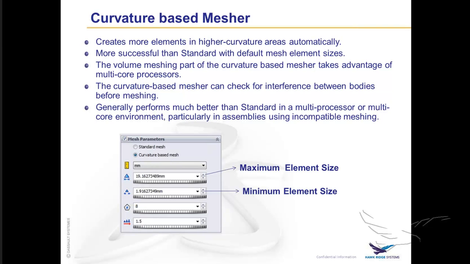The curvature-based mesher is also interesting because it does a little interference check for you. If we have interfering bodies at the assembly level or at the multi-body part level, it'll automatically tell us that we have interfering bodies and won't let us continue to mesh unless we've got a shrink fit contact or something like that applied. So our inputs for the curvature-based mesher are maximum and minimum element size, and those are pretty straightforward. It'll use the maximum element size in locations where it deems necessary and the smaller element size in locations of higher curvature.